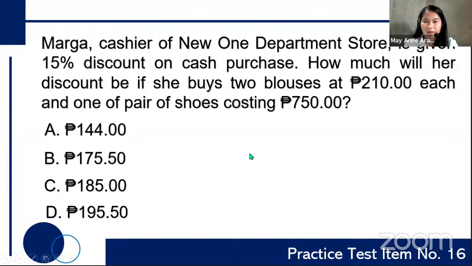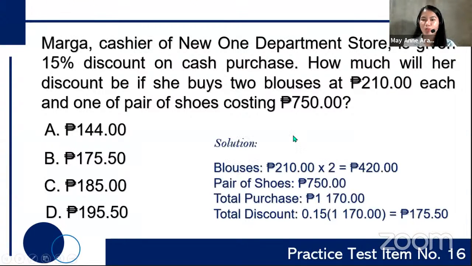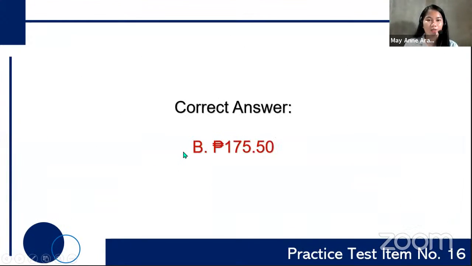So don't forget to consider this, two blouses. So you have to multiply by 2. So 210 times 2, 420, plus 750. Just add, then multiply by 15% or 0.15. And the answer will be 175 pesos and 50 centavos. It will be the answer, which is letter B.